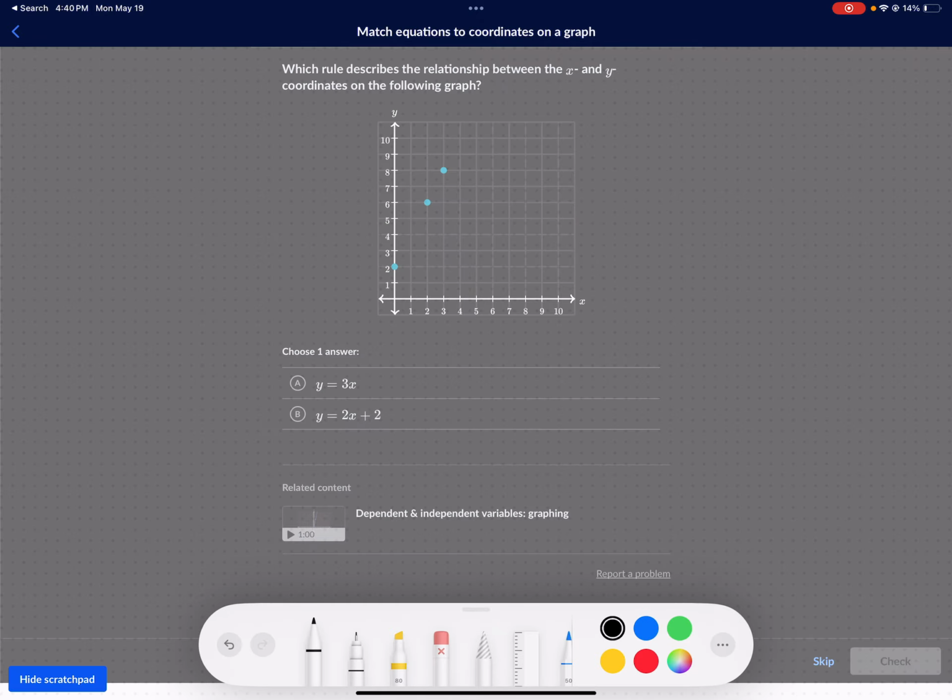Okay, so we don't even have to look at this. We know that it's going to be B, because, take a look, we have a y-intercept of 2. Simple enough. Now let's just say we didn't have choices. How would we figure it out?